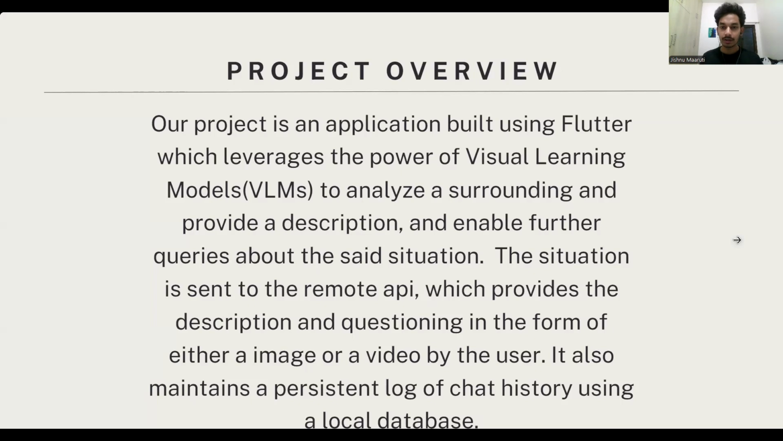Our project is an application built using Flutter, which leverages the power of visual learning models to analyze the surroundings and provide a description. It also enables further queries about the situation. The situation is sent to a remote API, which provides the description and answers questions. This situation is sent to the API in the form of an image or a video by the user. It also maintains a persistent log of chat history using a local database.